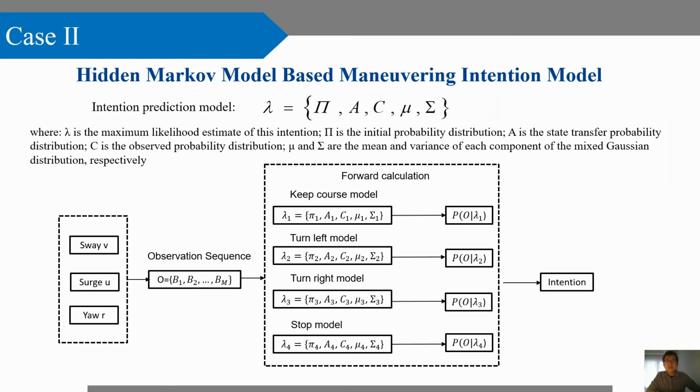The intention model is set up with hidden Markov models. We build 4 hidden Markov models to separately represent keep-course intention, turn left and turn right intention, and stop intention. Using the target ship's surge, sway, and yaw speed to form the observation sequence, and through forward calculation, we can find its most likely intention.